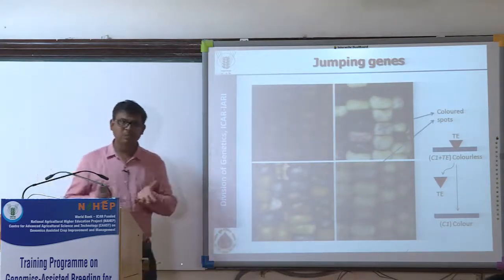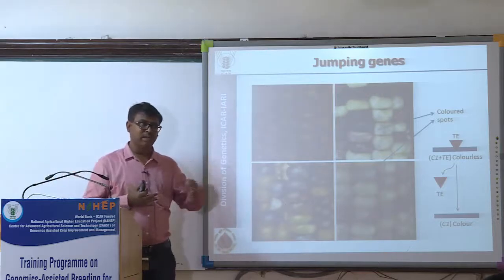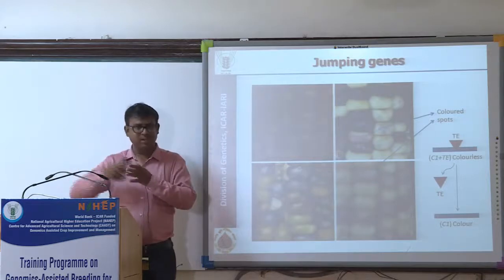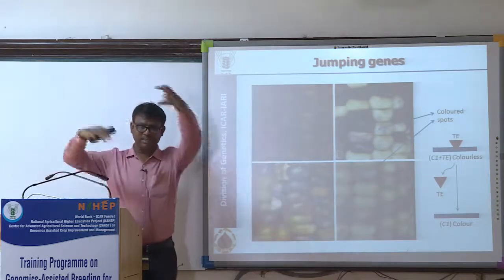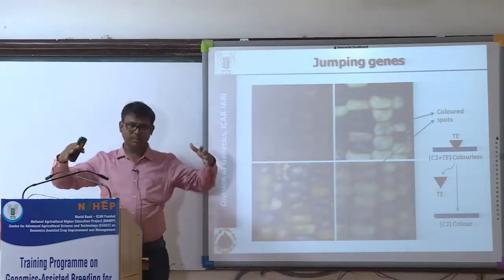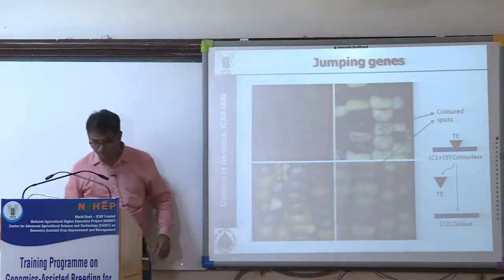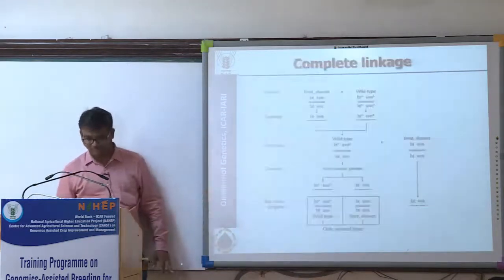Now, larger patch means what? It has come out at the early stage of development. Small patches means it has come out later, because there is one cell, 1 becomes 2, 2 becomes 4, like that the cell division takes place, right? So, this is also with the maize cob we can also explain.